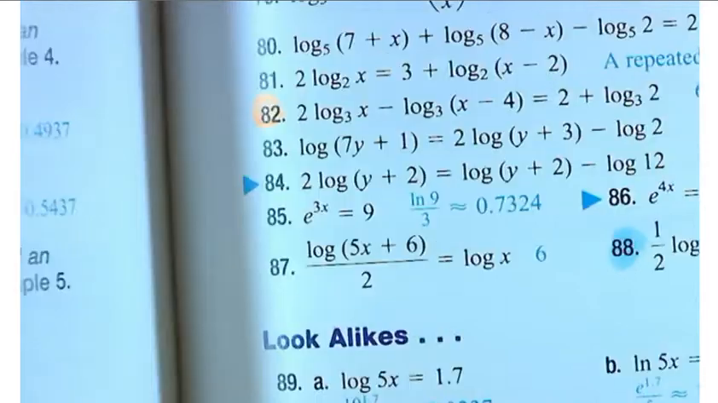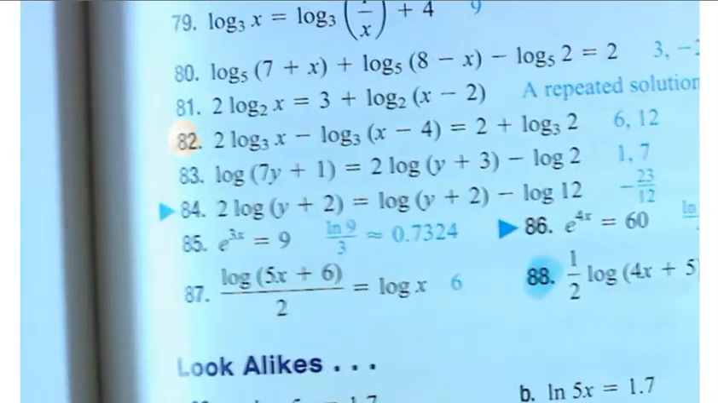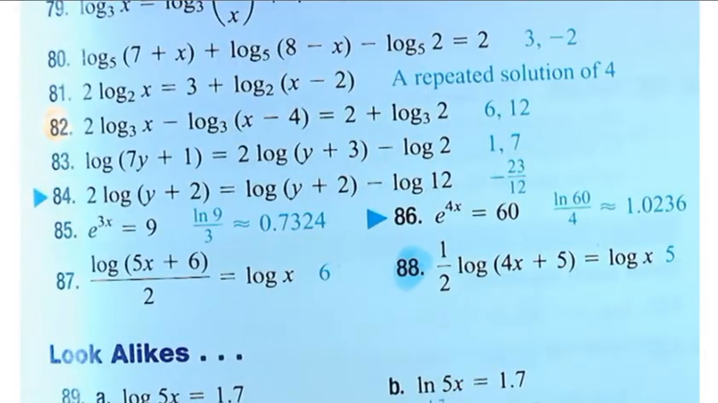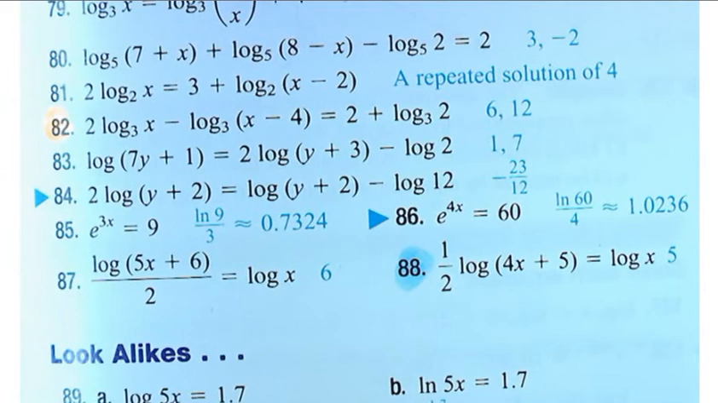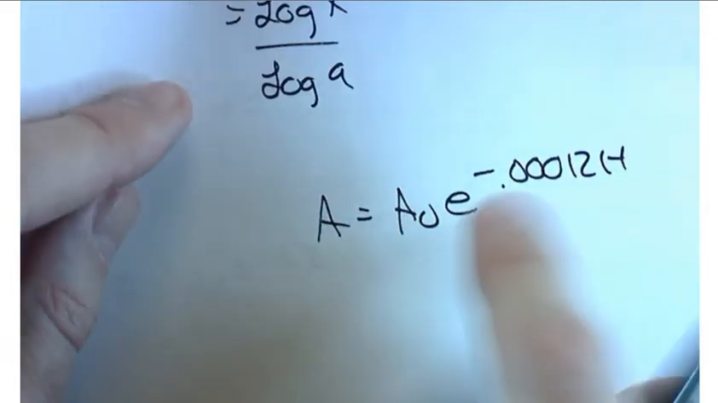Oh, we also did some radiocarbon dating problems. On the exam, I would give you the formula that we derived. And I think that formula, if I remember right, was A equals A sub 0 e to the negative 0.000121t. So that's what you would use for your radiocarbon dating problems. But I will give you that part.